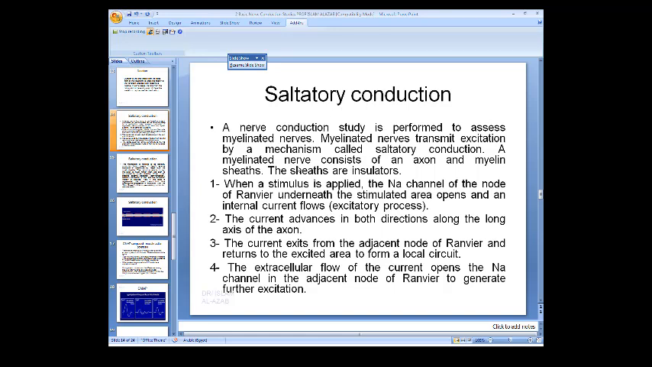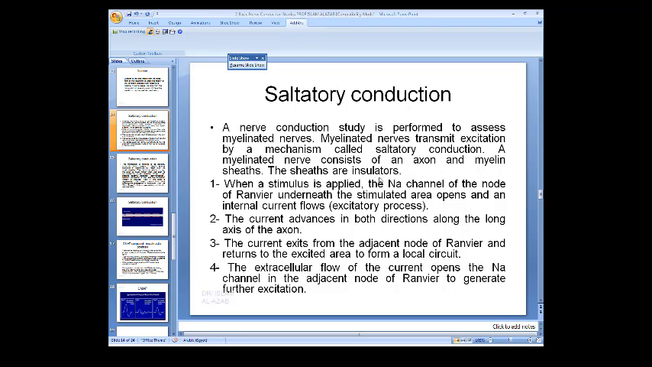Saltatory conduction. A nerve conduction study is performed to assess myelinated nerves. Myelinated nerves transmit excitation by a mechanism called saltatory conduction. A myelinated nerve consists of an axon and myelin sheaths.